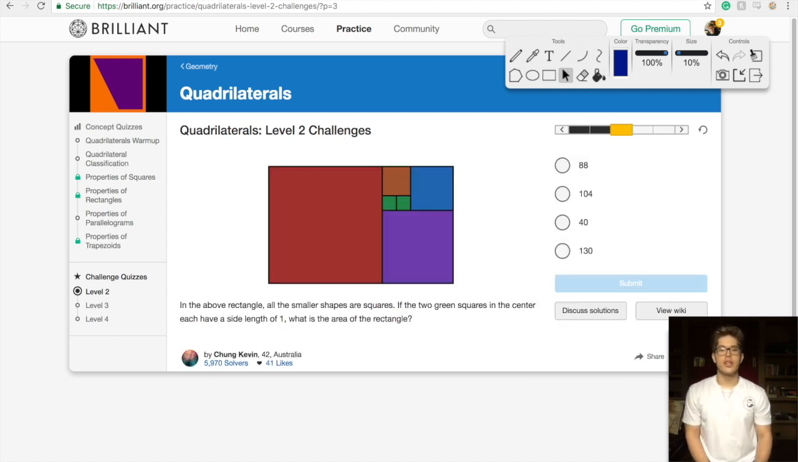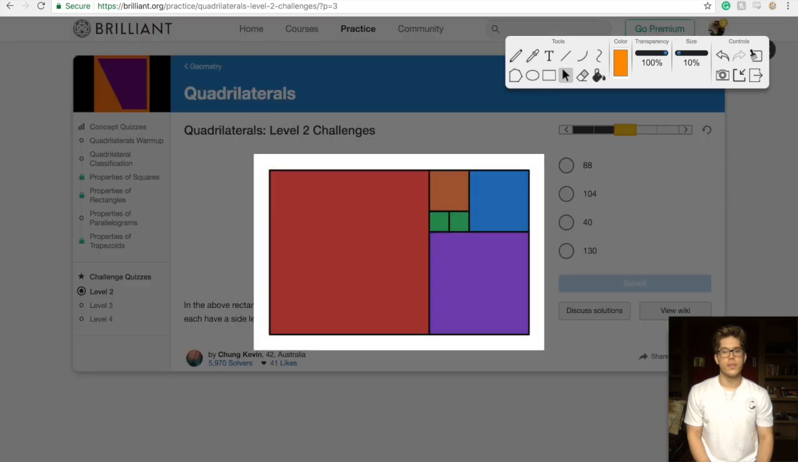In the above rectangle, all of the smaller shapes are squares. If the 2 green squares in the center each have side length 1, what is the area of the rectangle? All right, so this one, it looks like we're just going to be doing some counting. Let's change to a color. Let's zoom in on our shape. Each of these green squares rather have side length 1.